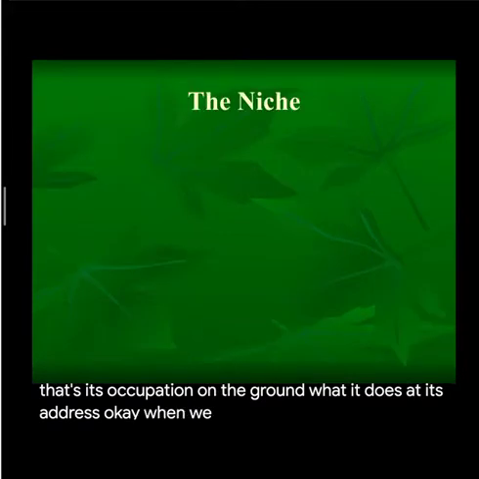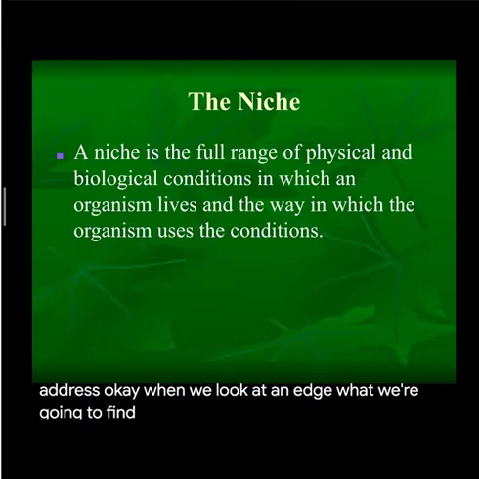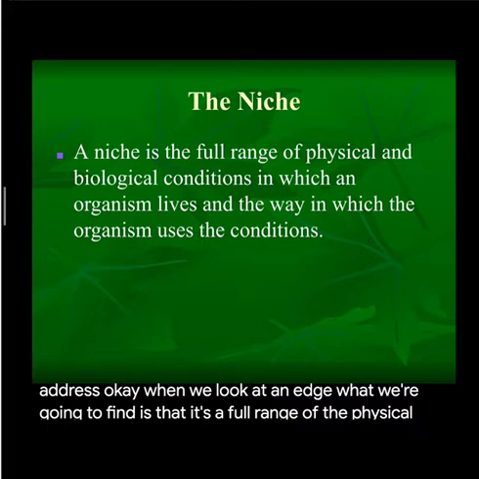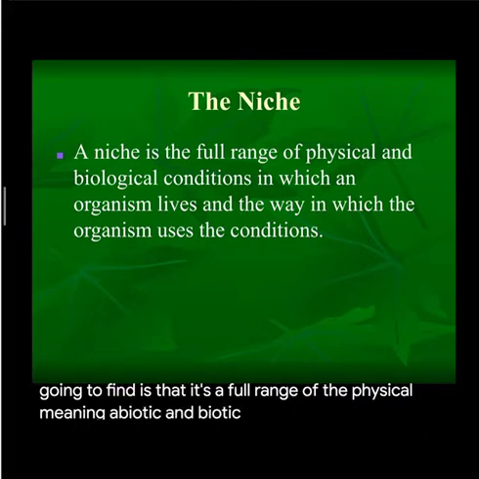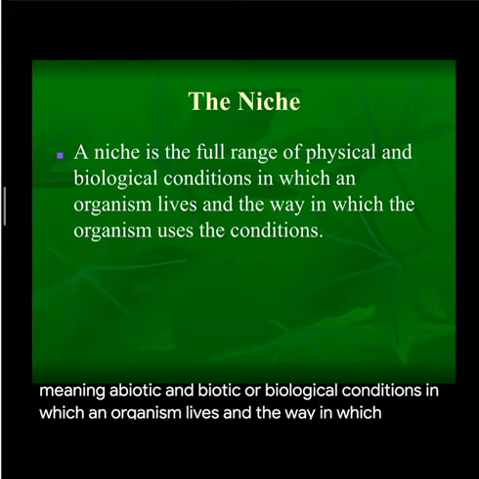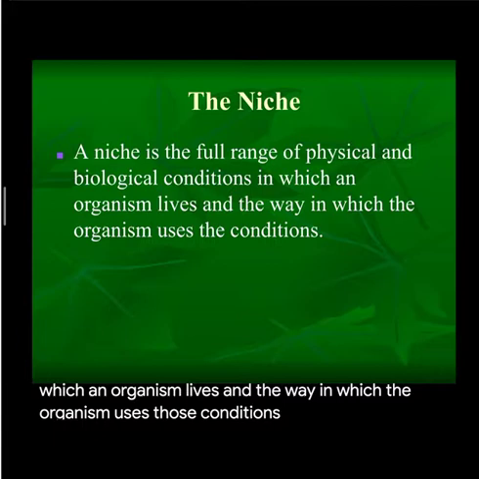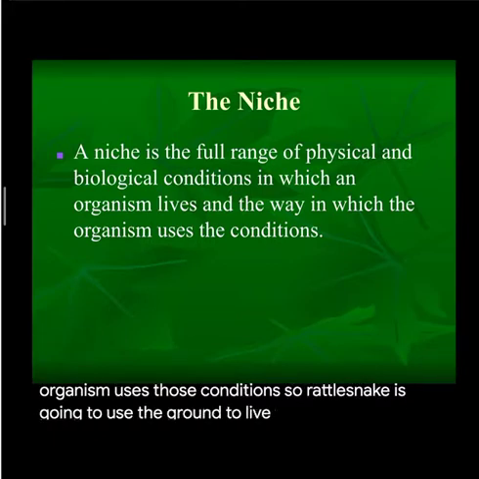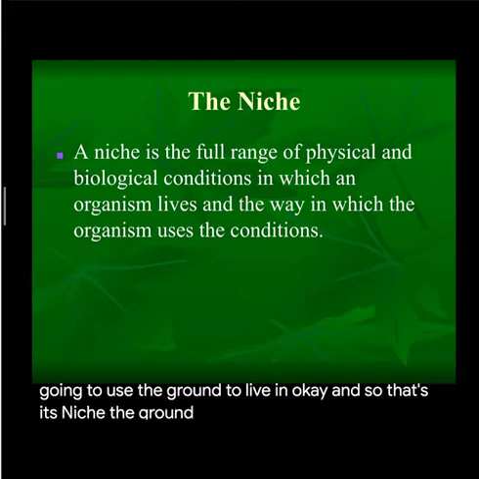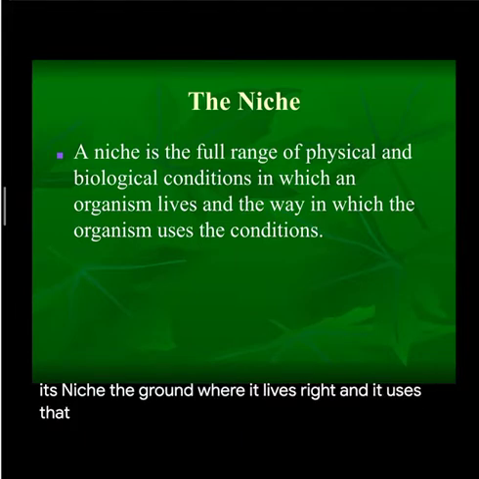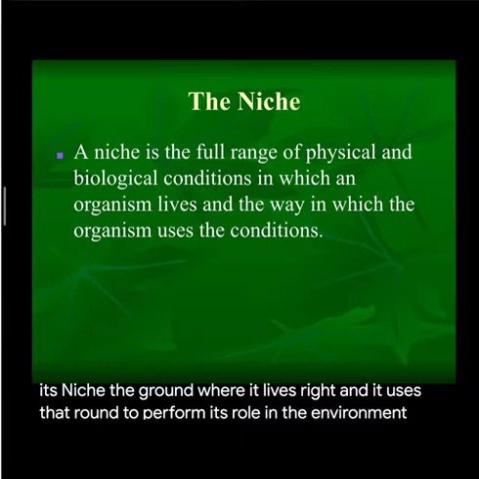When we look at a niche, what we're going to find is that it's the full range of the physical, meaning abiotic, and biotic or biological conditions in which an organism lives and the way in which the organism uses those conditions. So a rattlesnake is going to use the ground to live in, okay? That's its niche, the ground where it lives, and it uses that ground to perform its role in the environment.